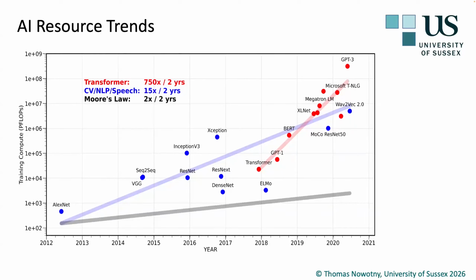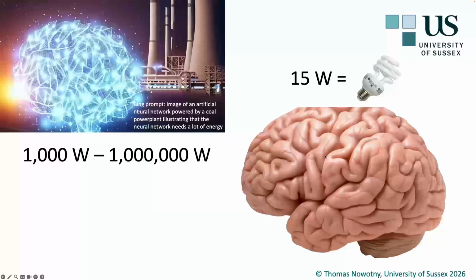Now, is this the only way of doing AI? And that's where my own research comes in. I believe it's not, and there is a proof of concept right there with our own brains. If you look at how much power the human brain uses, there are different estimates, but they're about 15, maybe 20 watts, depending maybe on the individual. So that's as much as one of these energy saving light bulbs.